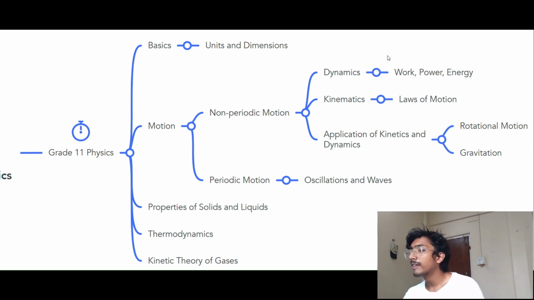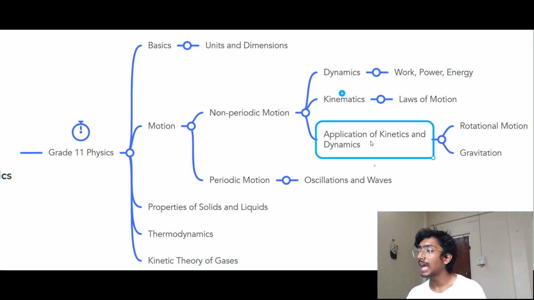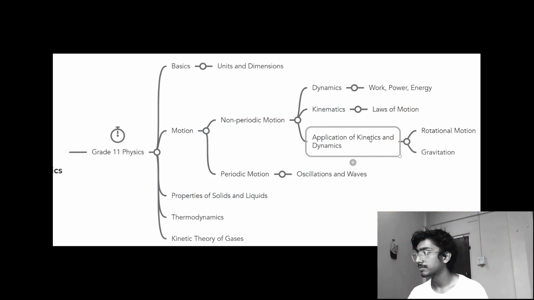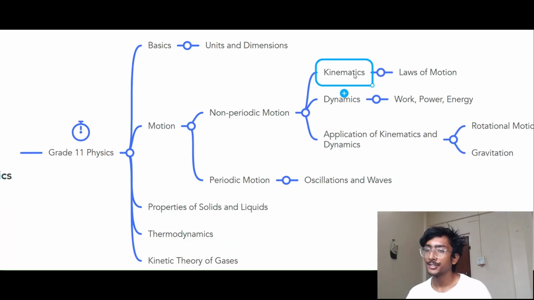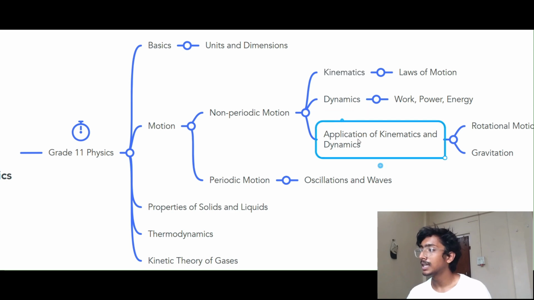So when we are learning any kind of motion, we are learning its kinematics first. I should have put it in that order. You learn the kinematics first, then you learn the dynamics of the motion, and then you learn the applications of the kinematics and dynamics. Let me edit it now itself. So you study the kinematics first, then the dynamics, and then the applications of those both.